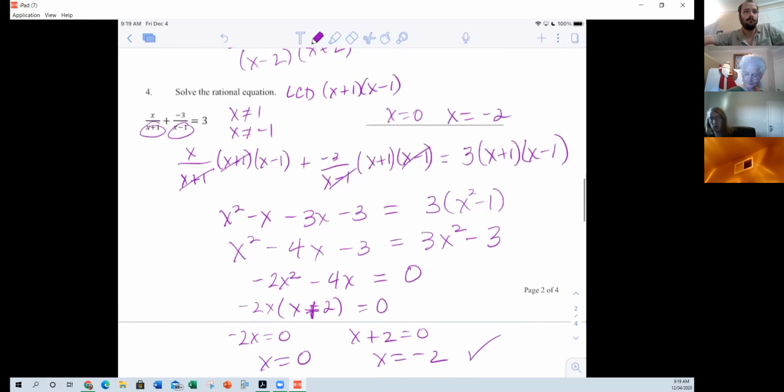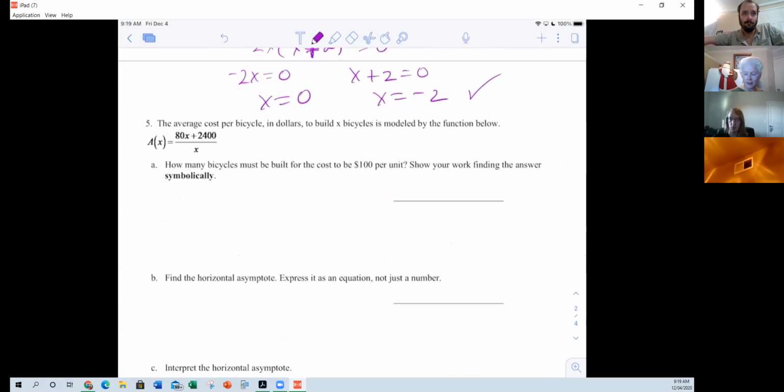Okay, this one. The average cost per bicycle in dollars to build X bicycles is modeled by the function A of X equals 80X plus 2400 over X. So this A of X is the average cost, and X is the number of bicycles. How many bicycles must be built for the cost to be $100 per unit?